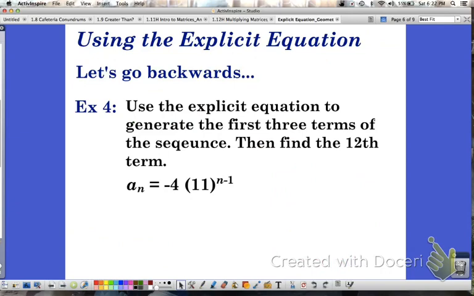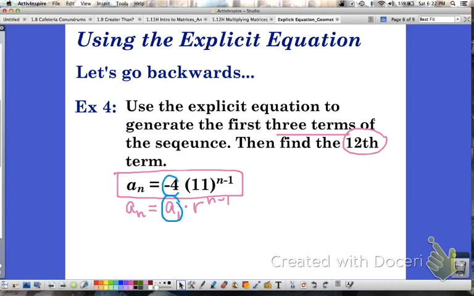Alright, now what if you're asked to go backwards? In other words, what if we give you the explicit equation, and we ask you to find the first 3 terms in the sequence and then find the 12th term after that? Well, you have to remember what the equation looks like. A sub n is equal to a sub 1 times r raised to the n minus 1 power. Knowing that, you can grab all the important pieces you need. The first number in the list is a negative 4.